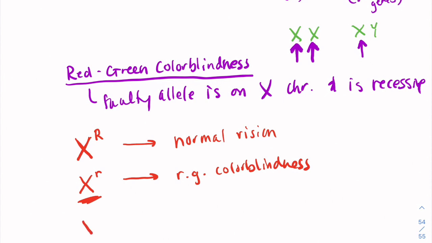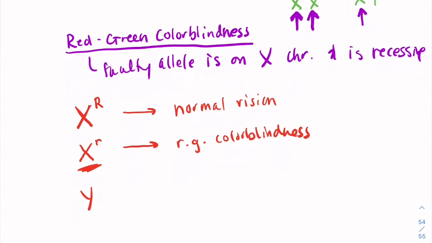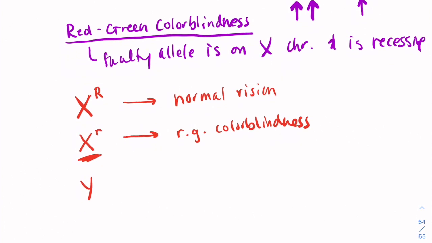We can write the Y chromosome, but we can't put an R up there. That's wrong. Do not do that. The Y chromosome has no allele on it, so we have to leave it blank. This is just a plain old Y chromosome. So every individual is going to have a combination of 2 out of 3 of these, aren't they?